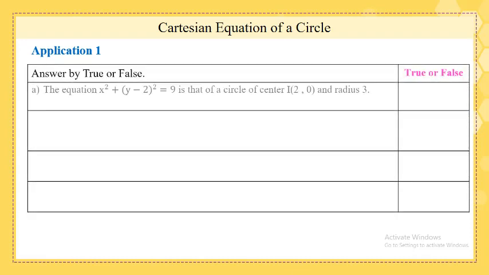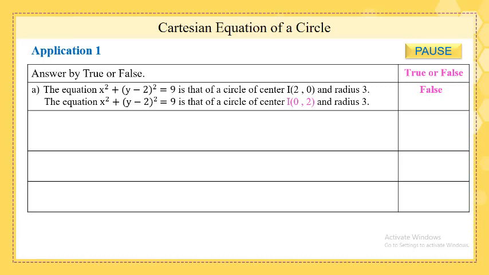Application 1. Answer by true or false. The following equation is that of a circle of center I 2, 0 and radius 3. Please pause the video and give yourself some time to think of each of the following questions. The following statement is false. This equation is the equation of a circle of center I 0, 2 and radius 3.